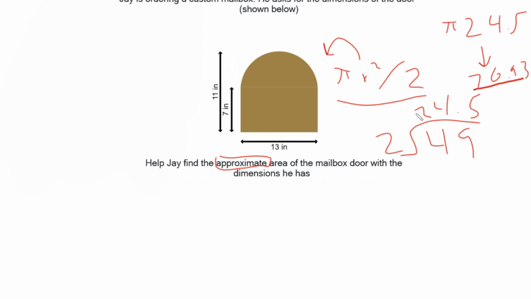And then this is really easy. 13 times 7 is 91.